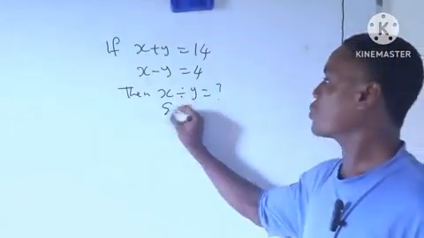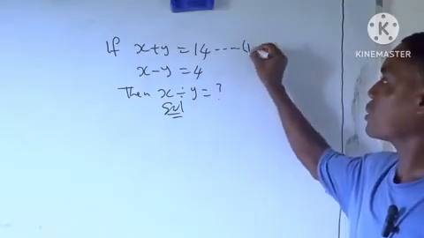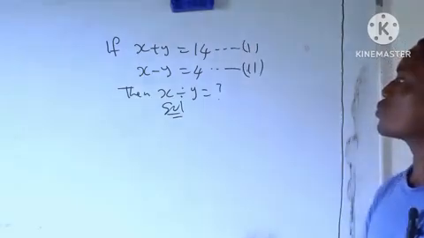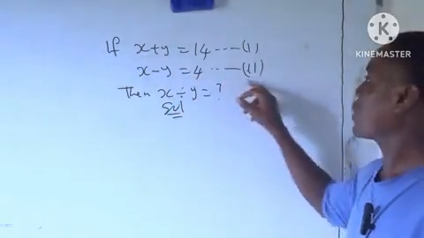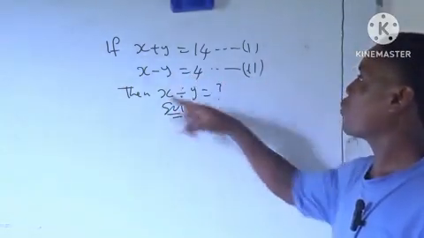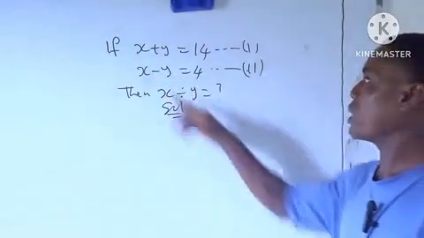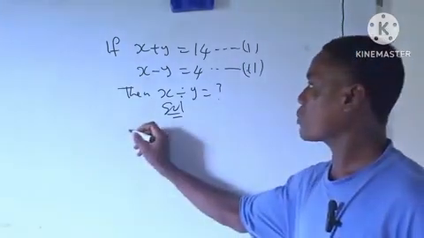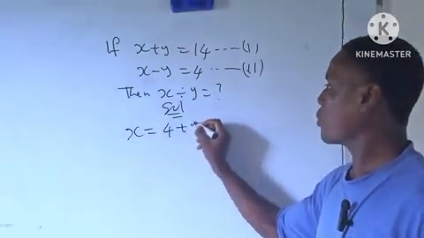Okay, so solution. Let's make this one our equation 1, and this one our equation 2. Let's start from equation 2. From equation 2 we have x minus y equals 4, right? Let's make x the subject of the formula. So by making x the subject of the formula, we have x equals 4 plus y.